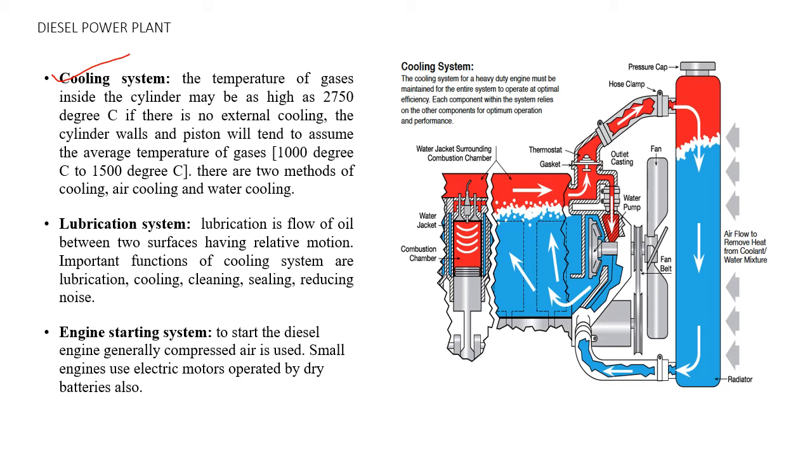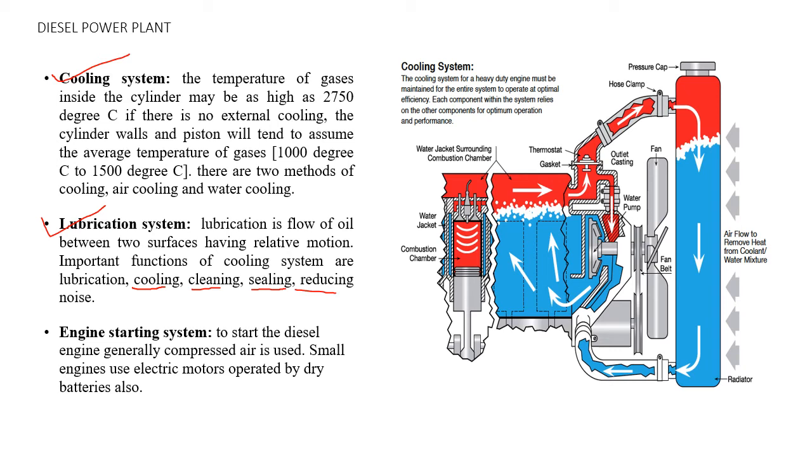As of now, I'm just giving you the introduction about different systems, parts of power plant. The next is lubrication system. Lubrication is flow of oil between two surfaces having relative motion. Important functions of the lubrication system are lubrication, cooling, cleaning, sealing and reducing the noise. It helps in cooling, it helps in cleaning, it acts as a seal, and it also reduces the noise to some extent.